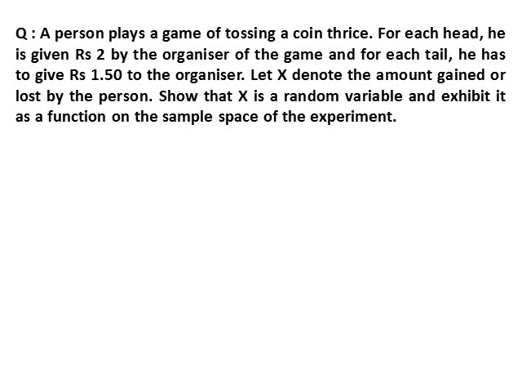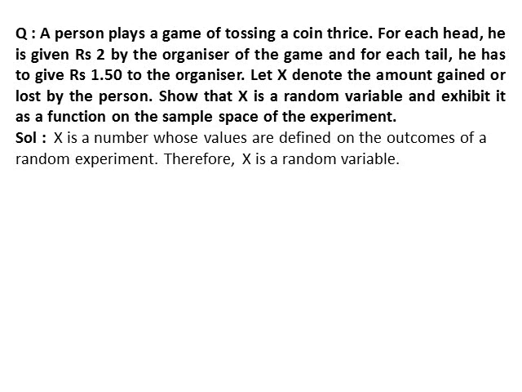Next question. A person plays a game of tossing a coin thrice. For each head, he is given rupees 2 by the organizer of the game, and for each tail, he has to give rupees 1.50 to the organizer. Let X denote the amount gained or lost by the person. Show that X is a random variable and exhibit it as a function on the sample space of the experiment. Here, X is a number whose values are defined on the outcomes of a random experiment. Therefore, X is a random variable.